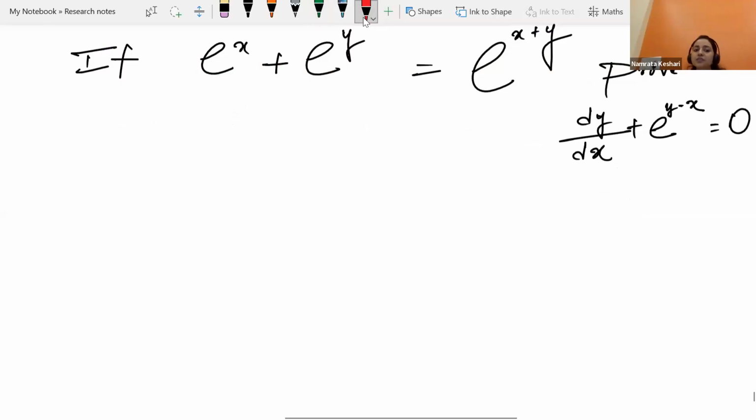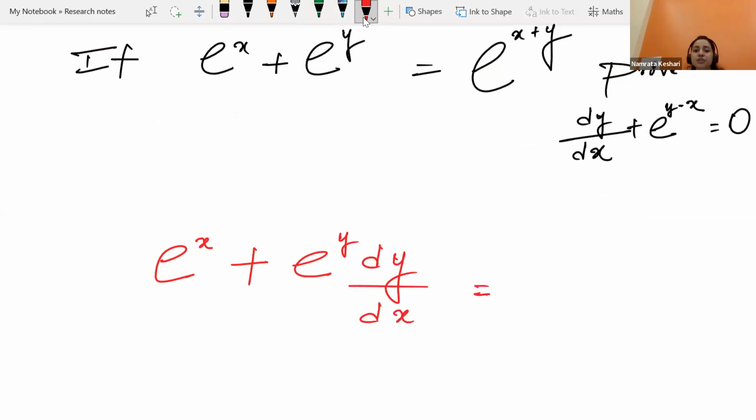E to the power x, derivative of that will be e to the power x, right? Yes, ma'am. Next one, e to the power y, derivative of that will be, Fatima. E to the power y into dy by dx. Perfect. Okay, implicit function we have already discussed. And on the other side, e to the power x plus y, the derivative of that will be e to the power x plus y into 1 plus dy by dx, correct?